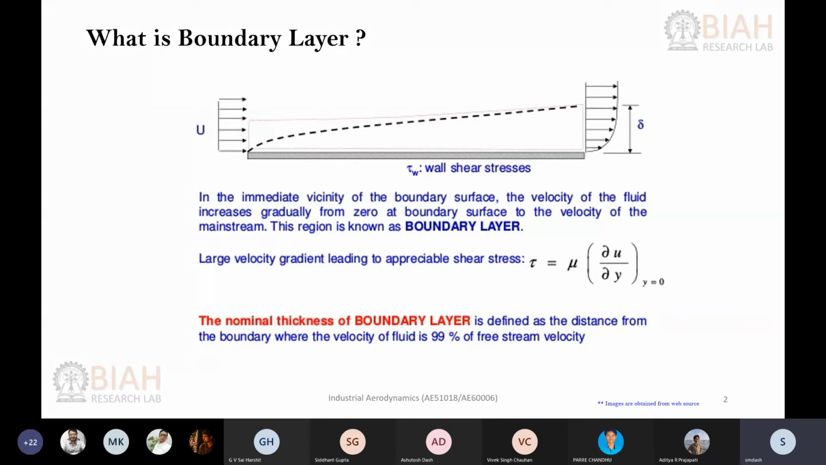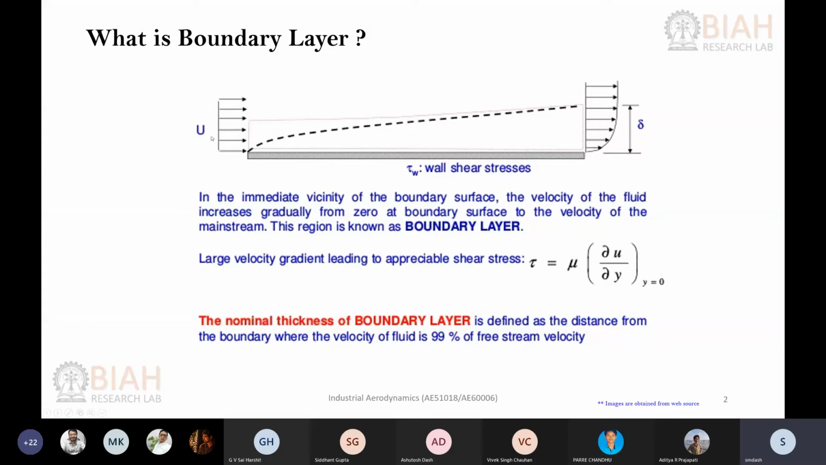So why is it so? Basically, on the solid surface, the fluid tends to follow the exact velocity of the solid. Okay, so for example, if this particular solid is stationary, then the fluid velocity on the solid surface will be 0, and it will gradually increase as you go higher.